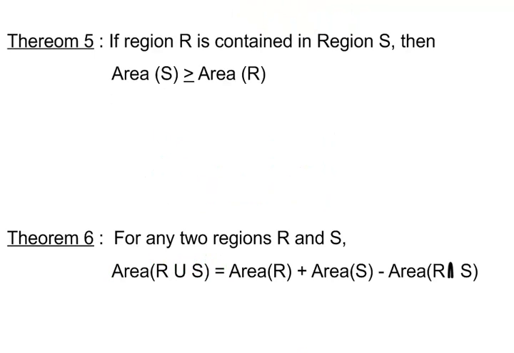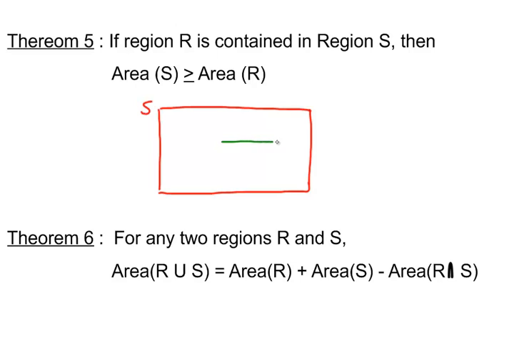Okay, so now we have a couple of theorems that relate to intersections and unions. The first one is theorem 5. It says if region R is contained in region S, then area S is greater than or equal to area R. Let's wrap our mind around this. I have a region S, and that's the outside. And now I have a region R, which is inside of region S. So in other words, the area of R has to be smaller than the area of S. That's all it's saying. Okay?